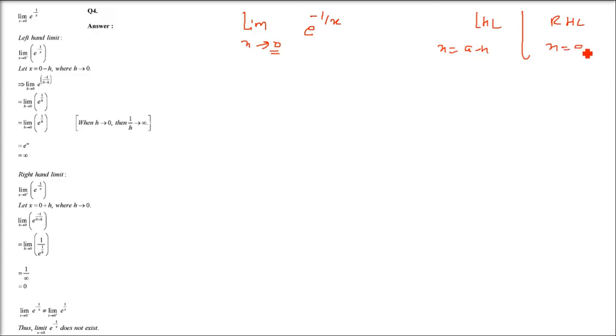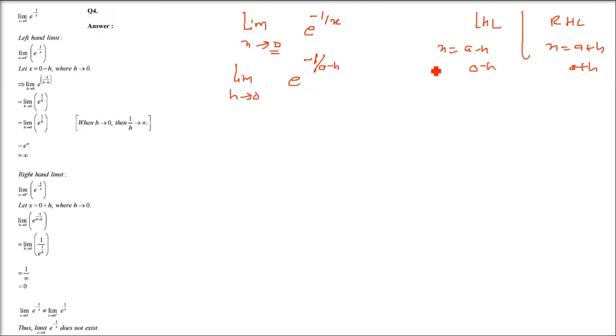So x equals a minus h, x equals a plus h, left hand side, right hand side. So 0 minus h we are going to put in the left hand side, 0 plus h we are going to put in the right hand side. Okay. So we have limit. Now 0 minus, in terms of 0 minus, we are going to put e to the minus 1 by 0 minus h, because we are taking the left hand limit.